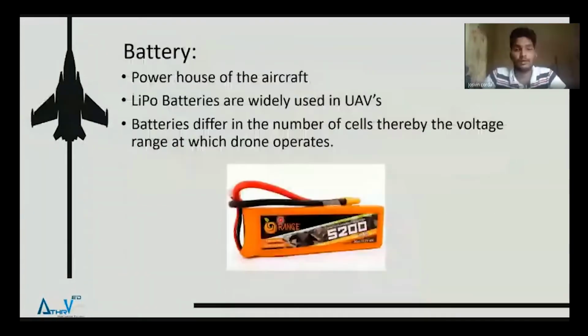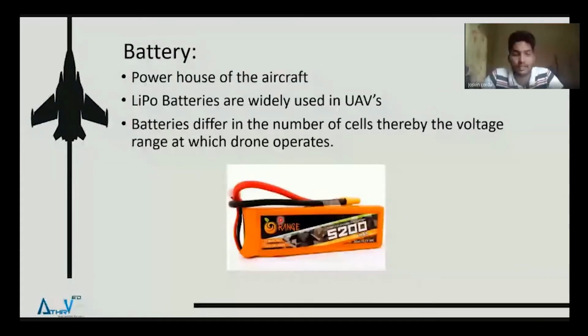Battery is the powerhouse of the aircraft. The batteries that we commonly use are lithium polymer batteries, and these store DC charge. Batteries differ in the number of cells, thereby the voltage range at which the drone operates. When you come to LiPo batteries, each cell can be charged to a maximum of 4.2 volts, and this 4.2 volts will be outputted by each cell.